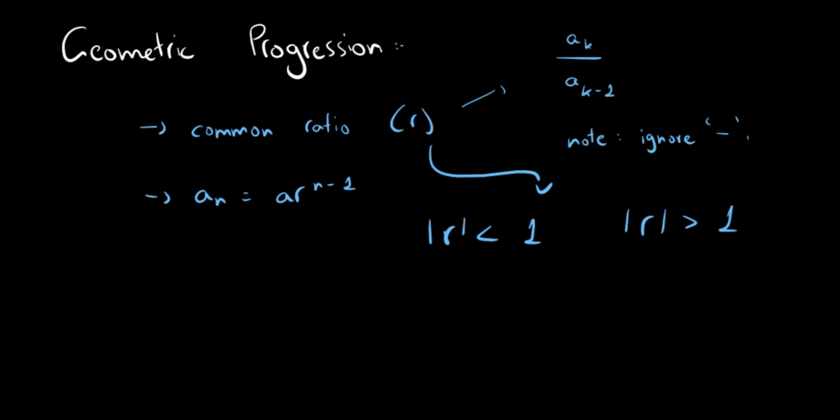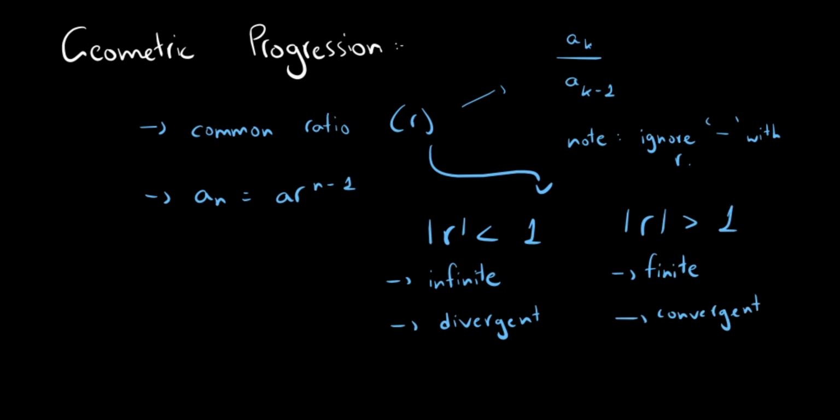Something that confuses students regarding geometric progression is the value and the sign of r. If you are getting a common ratio that is negative, then we're simply going to take a modulus, because the actual concept of how the series behaves, whether it's infinite, finite, divergent, or convergent, actually depends only on the modulus of r. So we're going to ignore the negative sign and only focus on the modulus of the common ratio.